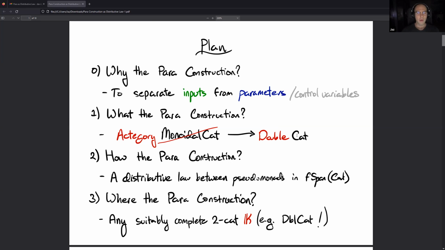Well, if we have a process theory, which as a first pass we could take to be a monoidal category, then in many cases we want to separate our inputs from the parameters. So some of our inputs will be parameters or control variables that we imagine as being set separately from the other inputs to our process.